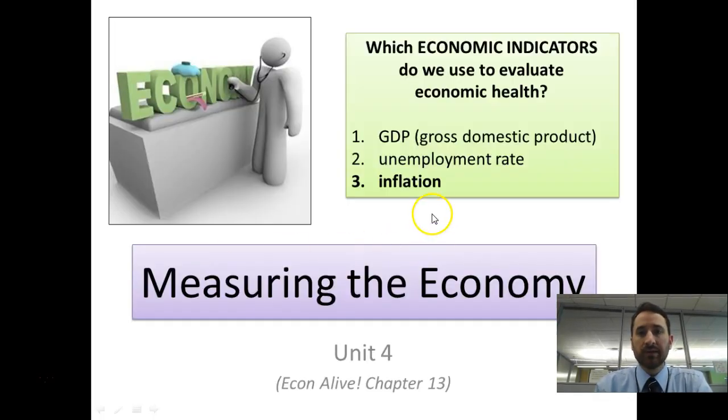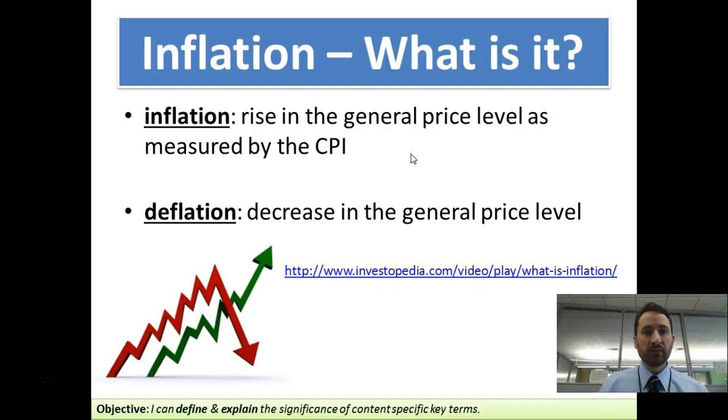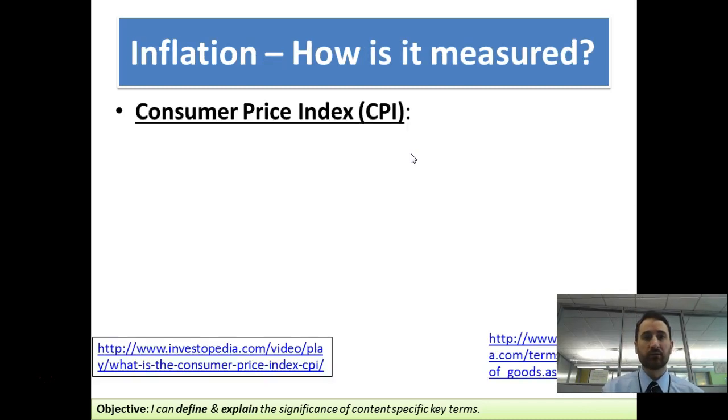Big picture, we're looking at economic indicators. We've done GDP and unemployment to test to see if the economy is healthy. The last one we're doing here is inflation. So what is inflation? Inflation is the rise in the general price level as measured by the CPI. If the price of one item goes up, that's not inflation. But if the price of a lot of things go up from one year to the next, then that is inflation. Deflation is just the opposite. It's a decrease in the price level.